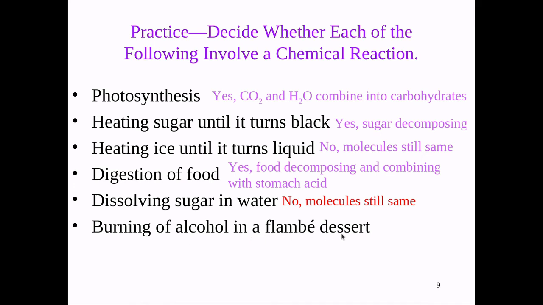Burning of alcohol in a flambe dessert. Yes, that's a chemical change because we're burning. Anytime that we're burning, that's a combustion reaction. We're mixing oxygen with it, and the product of that is going to be CO2 and water.